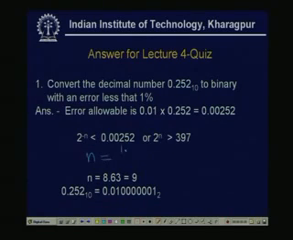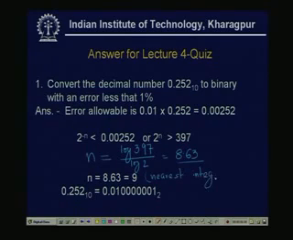From this expression we can get n if I take the log on both sides. Then it will be log of 397 divided by log 2, and this value is equal to 8.63. Now, as n is the number of bits, this should be an integer value, and that is why we take the nearest integer, 9.